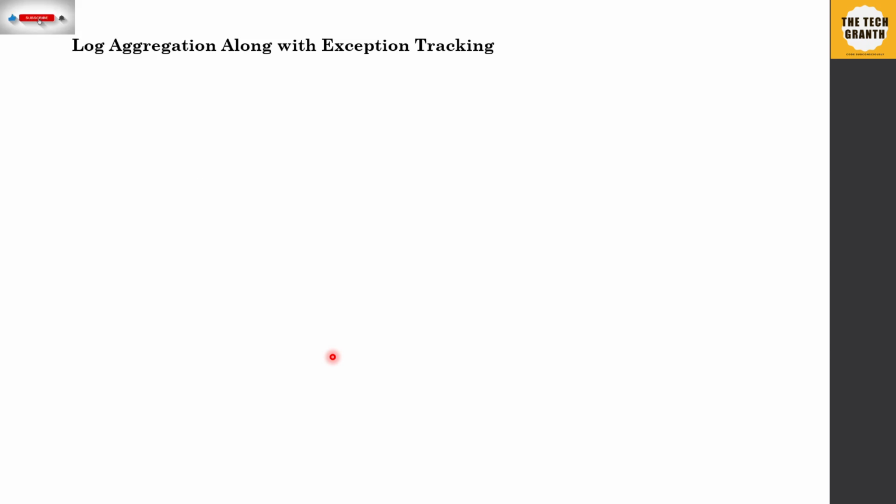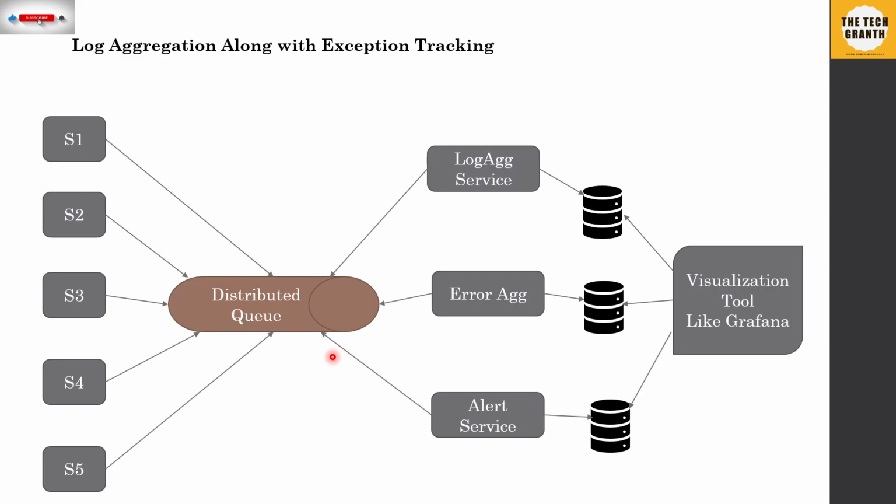And finally, we have the log aggregation and exception tracking. If you watched my last video on distributed logging, you will be familiar with this diagram, where we have multiple services and we have a distributed queue, and each of these services will put an event in the queue. So go there and check out that particular video, and you will be familiar with the log aggregation. So that is it for the design pattern part.